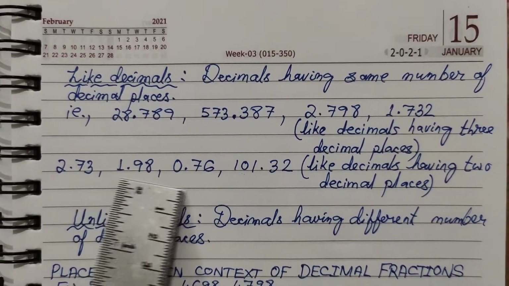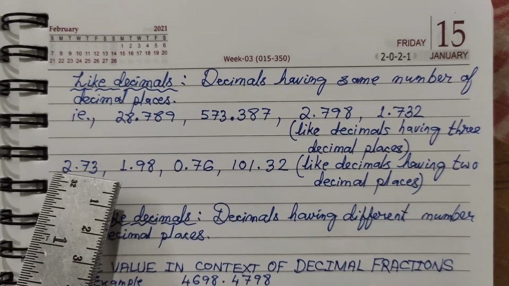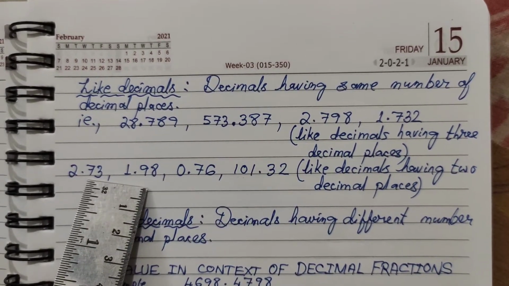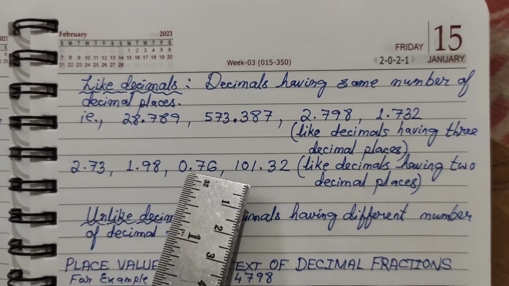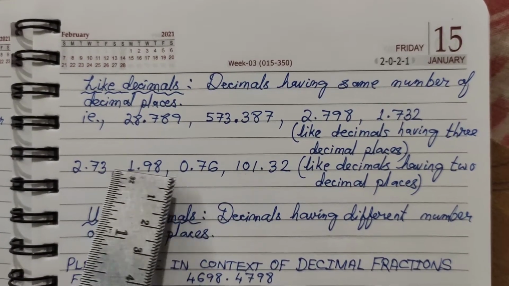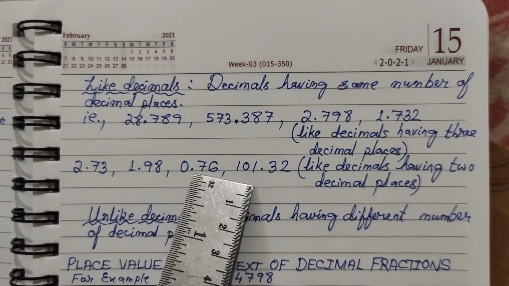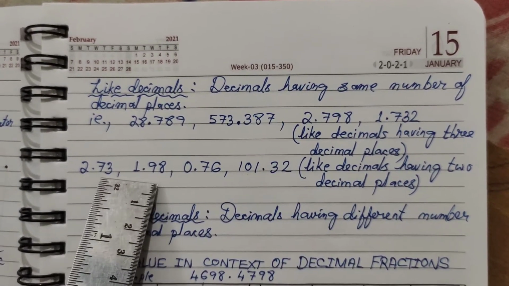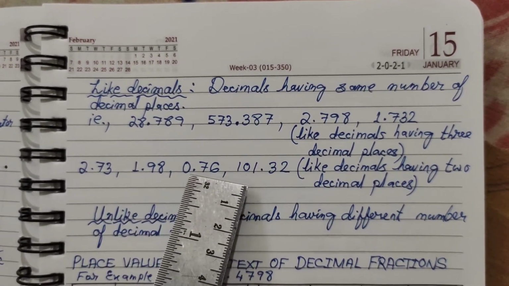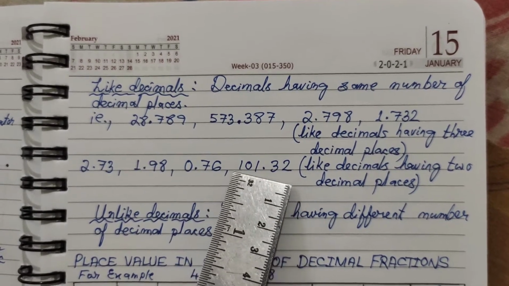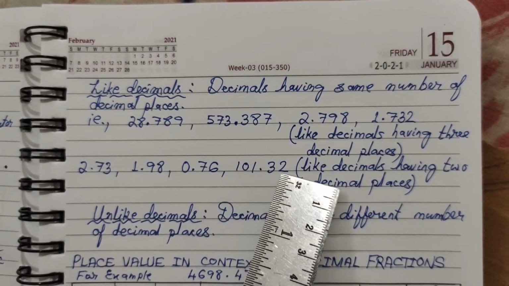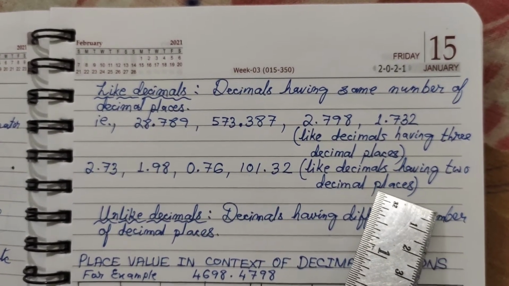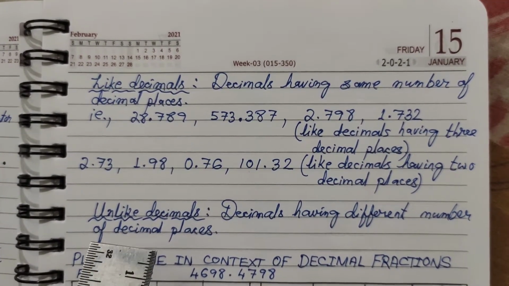Similarly, in this line, I have again written 4 decimal numbers. They have 2 decimal places after the point. So 2.73, 1.98, 0.76, 101.32, all of them are like decimals having 2 decimal places. These are examples of like decimals.